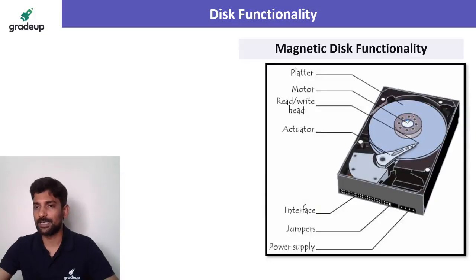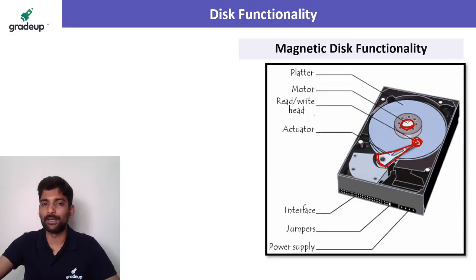So this is the central location, what we call a spindle. And this is the read write axis. Here you can see this. At one end, here what we have is the read write head.